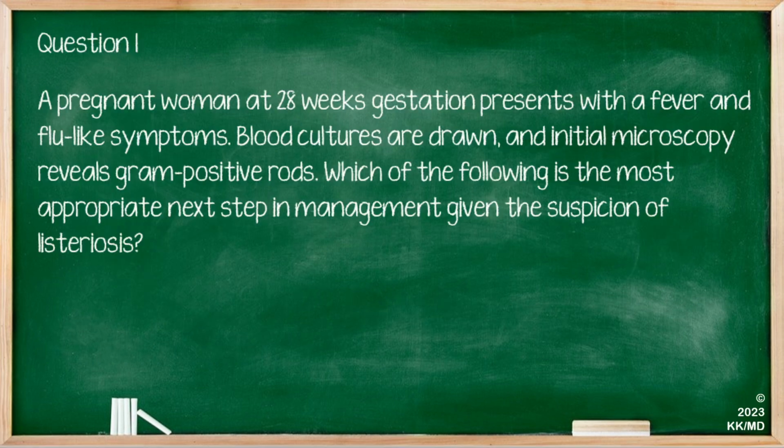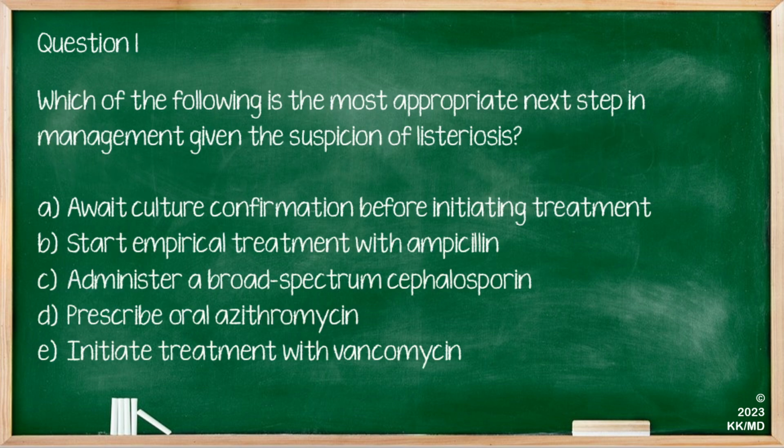So now let's try a question. A pregnant woman at 28 weeks gestation presents with a fever and flu-like symptoms. Blood cultures are drawn and initial microscopy reveals gram-positive rods. Which of the following is the most appropriate next step in management given the suspicion of listeriosis? So our options are as follows. Await culture confirmation before initiating treatment, start empirical treatment with ampicillin, administer a broad-spectrum cephalosporin, prescribe oral azithromycin, or initiate treatment with vancomycin.